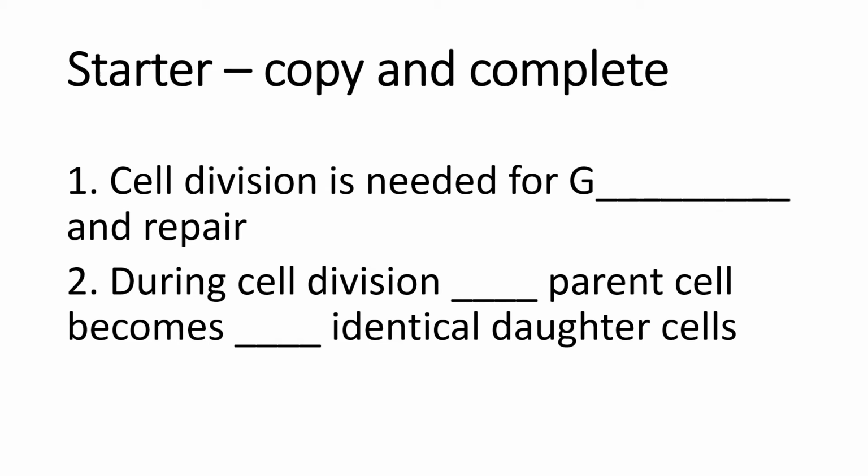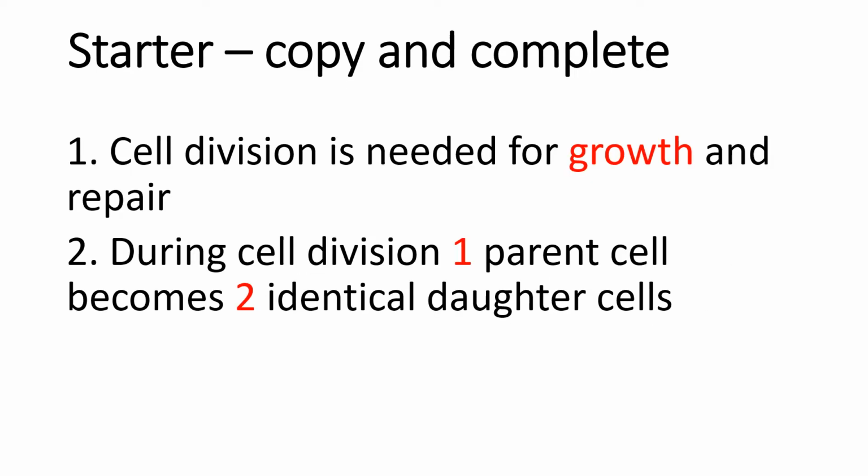You should now know all about cell division and you should be able to pause the video and answer the starter question on cell division. So the answer is that cell division is needed for growth and repair, and that during cell division one parent cell becomes two identical daughter cells. If you struggle to get that answer, remember you can go back and watch the videos or parts of the videos that you're struggling with as many times as you want.